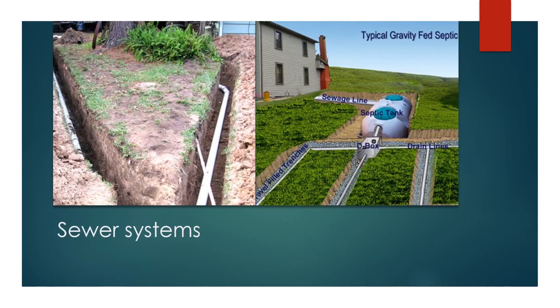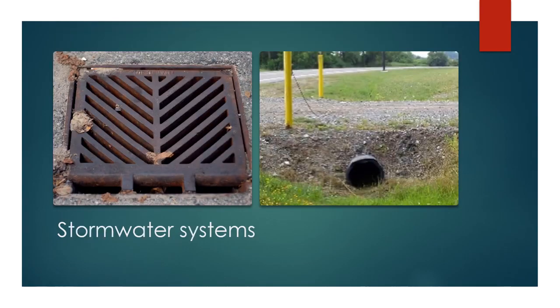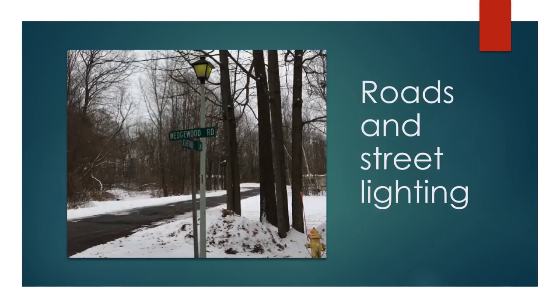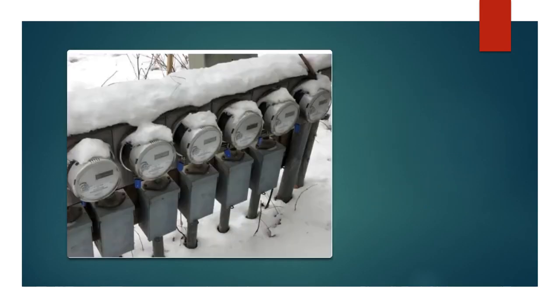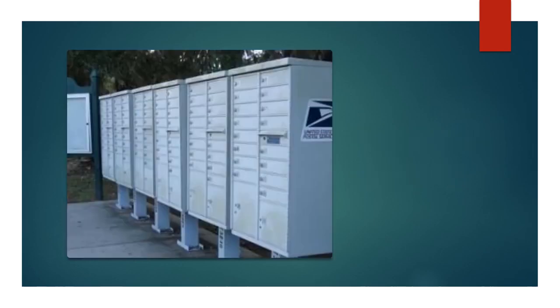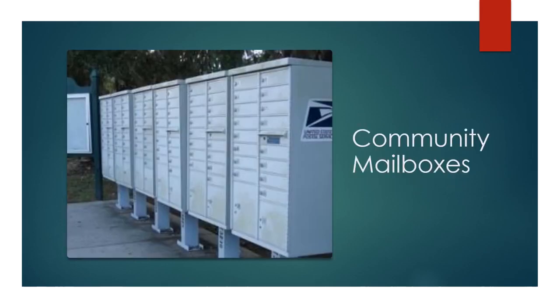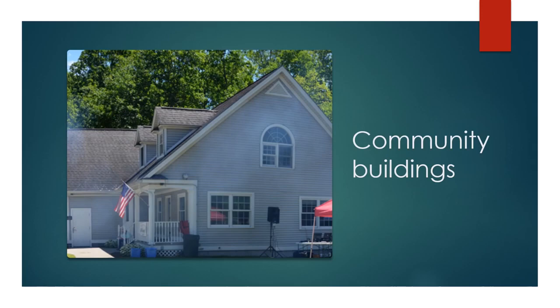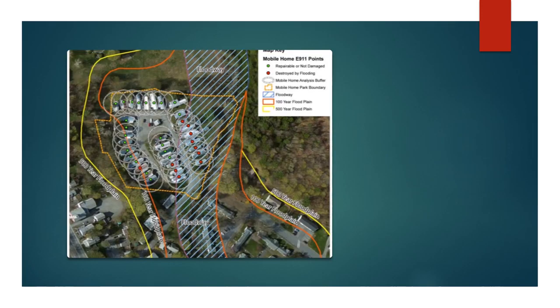It's your sewer system, which might include sewer lines that connect to your town or city's sewer system, or it could include a number of septic systems and leach fields on site. It's your stormwater system, any culverts, catch basins, drainage ditches, etc. that you might have in your community. It's your roads and street lighting, your electrical system, your community mailboxes if you have them, your Rock-owned buildings, and even your land and landscape.